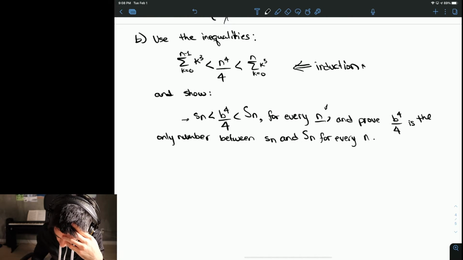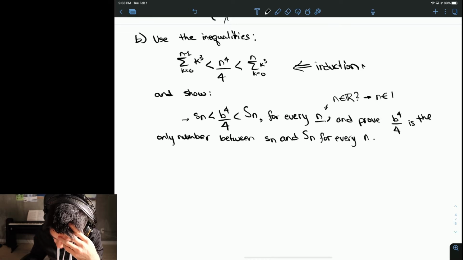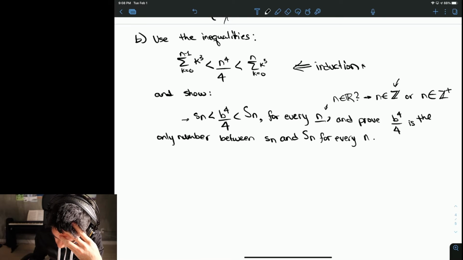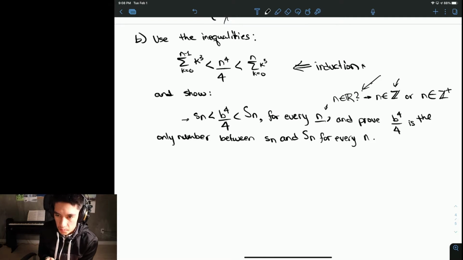It's interesting that it says for every n. Oh no, there's probably actually like every n, n in R. It's probably instead n in maybe this, or maybe more likely this. I'm not sure if it works for negative n's or 0, and I'm not sure if it works for real numbers either. But anyway.